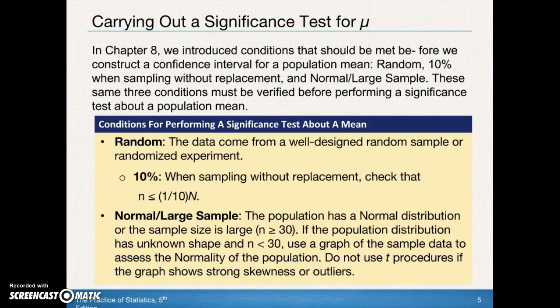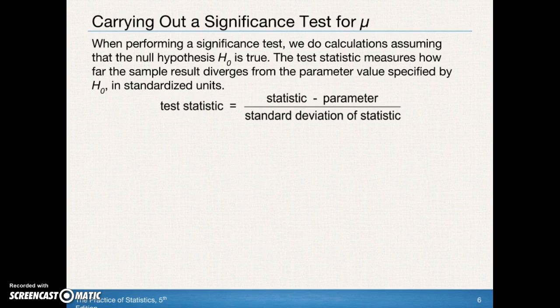If the population distribution shape is unknown and your sample size is less than 30, this is where we had to make those graphs like we did earlier. You can make a histogram, you can make a box plot, you can make a normal probability plot. And then that last line, do not use the t procedures if there's strong skewness or outliers. Again, strong skewness would be, there's a slight gap, and maybe that point is not an outlier, but it has to be really strongly skewed, very stretched out or spread out. So we did our hypotheses, now you did your conditions, and now we're going to actually do the test.